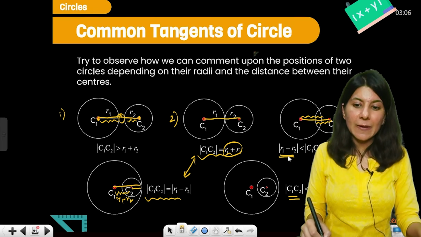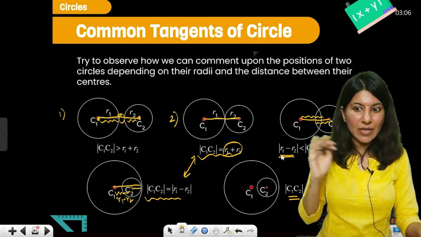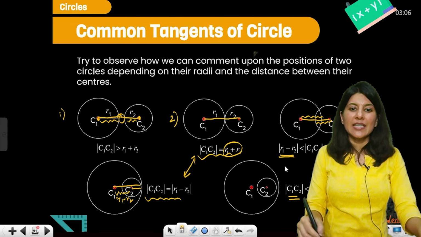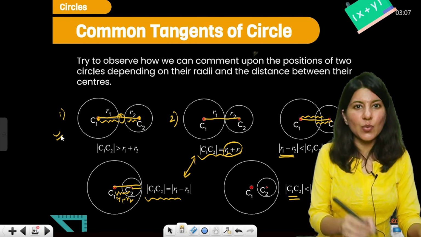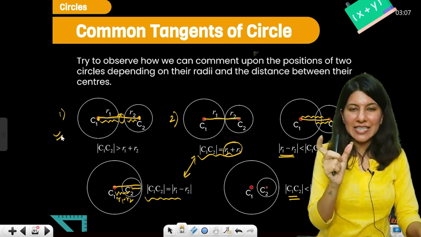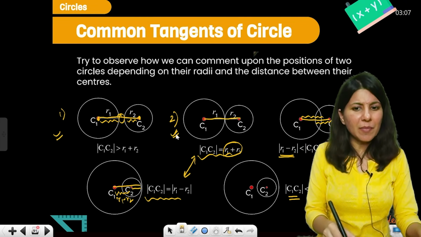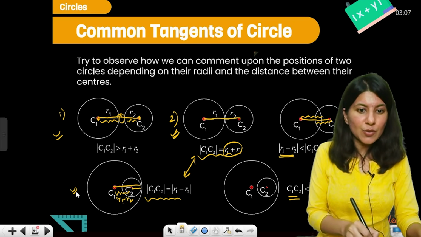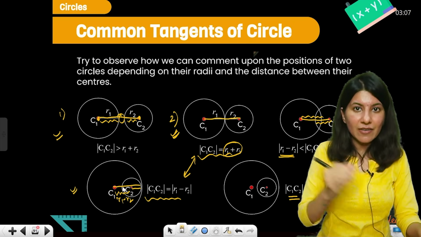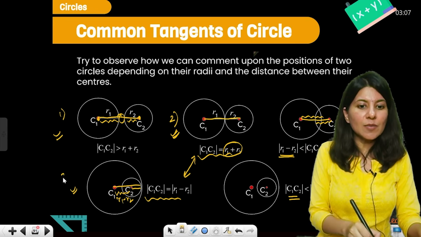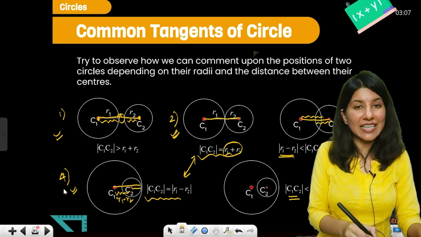So basically, when the last case is there, one circle is contained in the other: C1C2 is less than R1 minus R2. The first case you will remember: the distance between centers is greater than the sum of radii. The second and third cases you will also remember, because they are very close. External touching is R1 plus R2, internal touching is R1 minus R2. So second and fourth are similar.